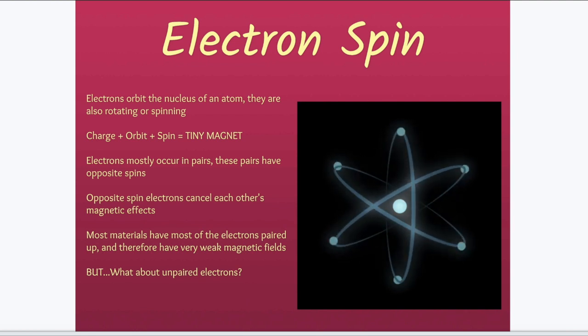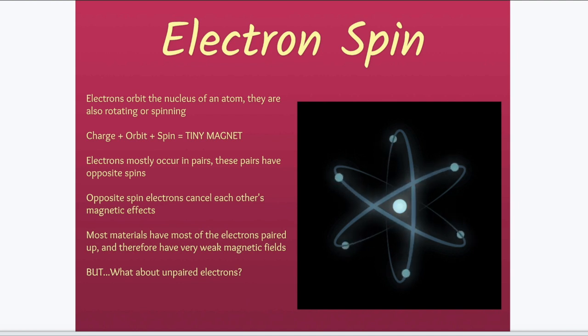As we are going to learn later on when we talk about electromagnets, anything that is charged, so electrons have a negative charge, plus them being in orbit, plus them having spin or rotation, causes them to become tiny magnets. Electrons occur mostly in pairs, and these pairs have opposite spins. Opposite spin electrons cancel out each other's magnetic effects. So in general, when electrons are paired together, there's going to be no overall magnetism.